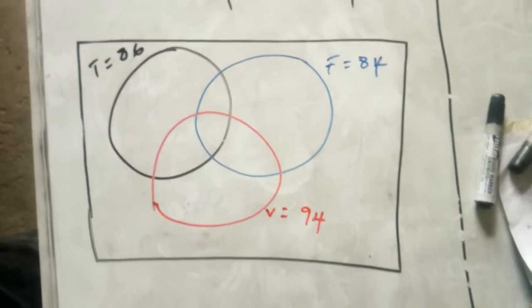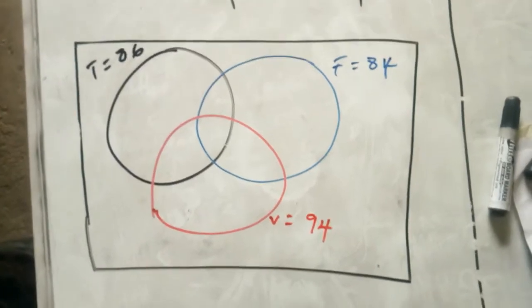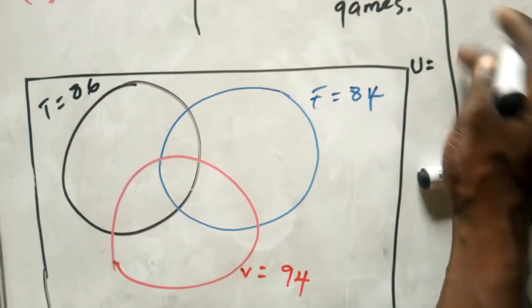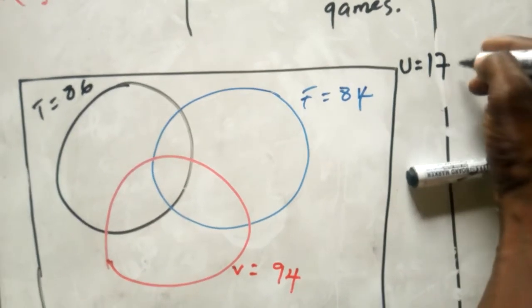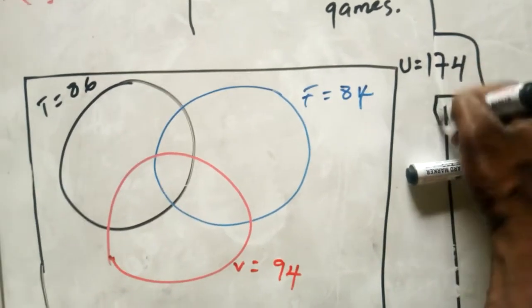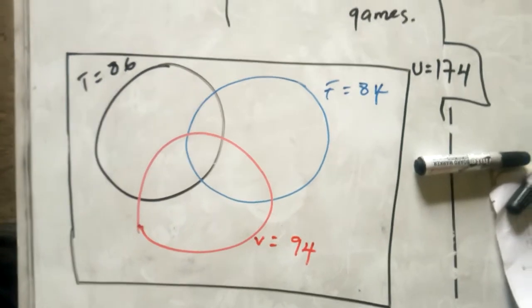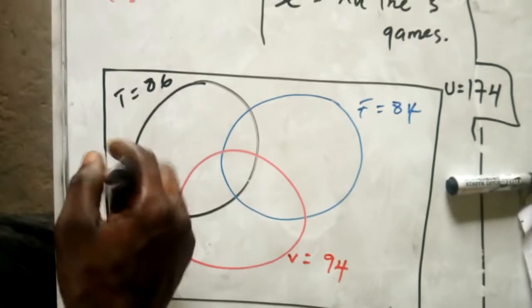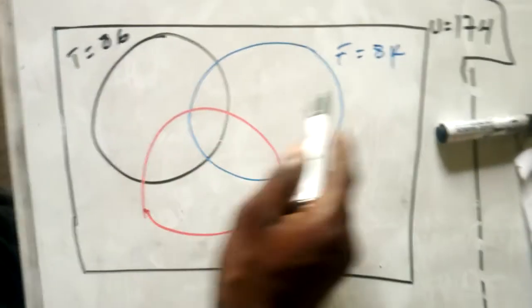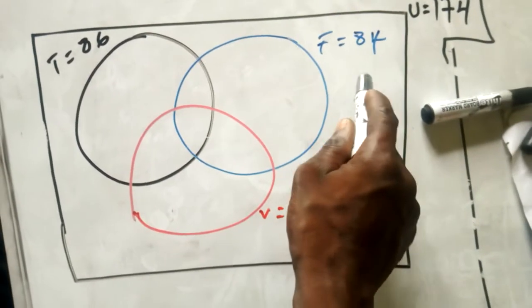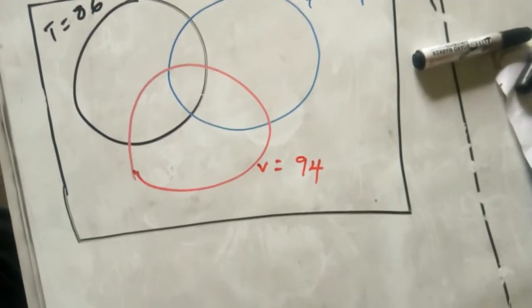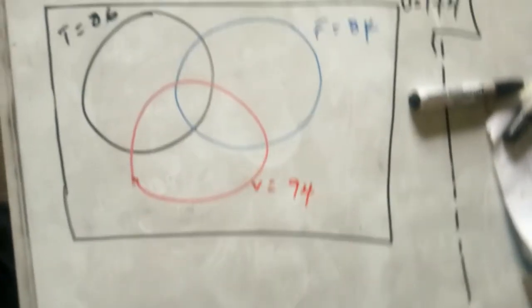So let's try to represent the information one by one. So the first one is that we have everybody in the whole school, or maybe the class, will be 174. 174 over here, right? So that is it. We are having the table tennis to be 86, and then football to be 84, and then here is 94, which is the volleyball. Is that okay?